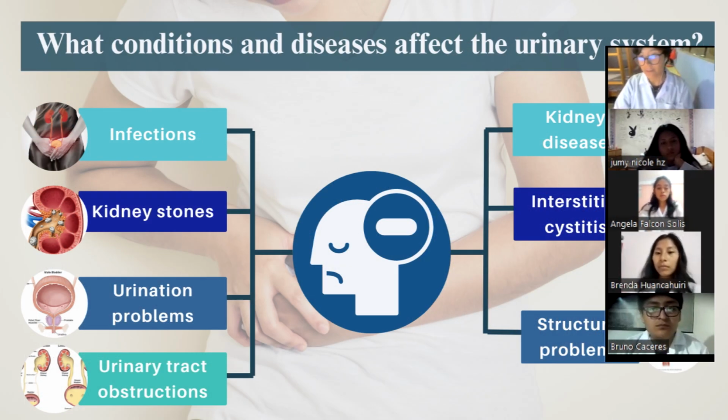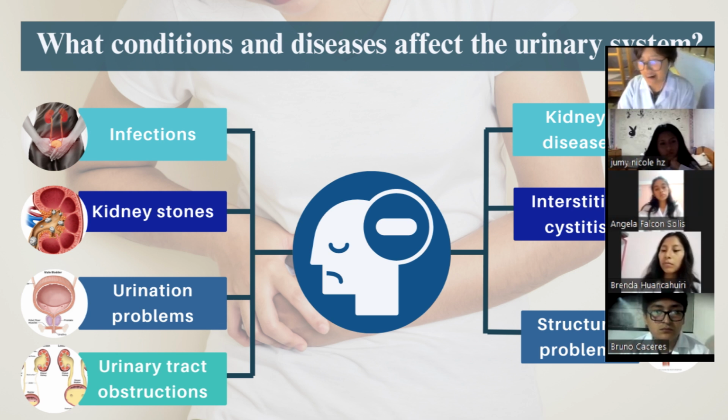Okay, the next topic is about what conditions and diseases affect the urinary system. Many conditions can affect your ureters, kidneys, bladder, and urethra. Infections, diseases, or problems can appear at birth or develop as you get older. Cancer can also affect certain parts of your urinary tract. Some common urinary disorders are infections. Urinary tract infections and sexually transmitted infections can cause issues with your kidneys, urethra, or bladder.